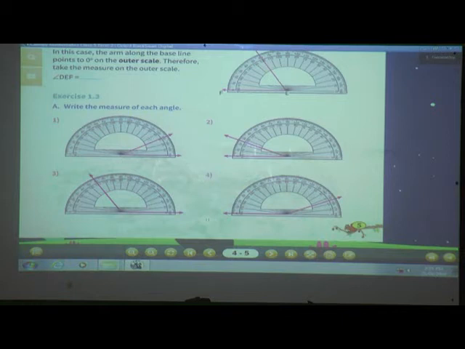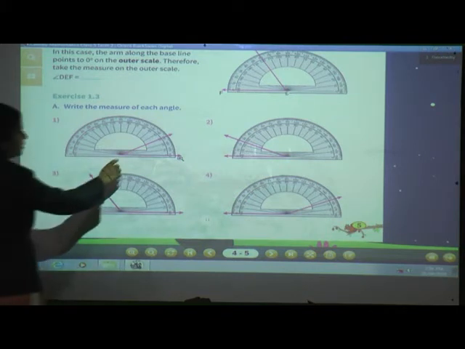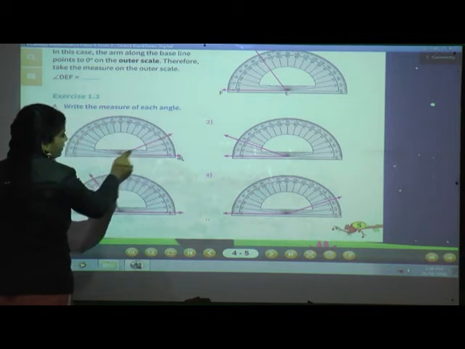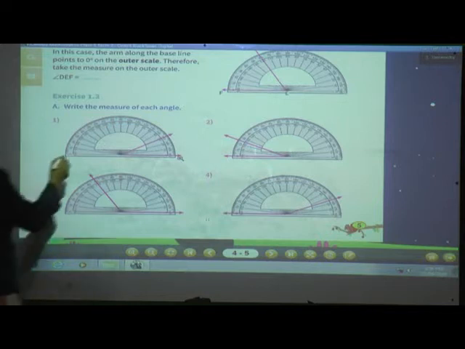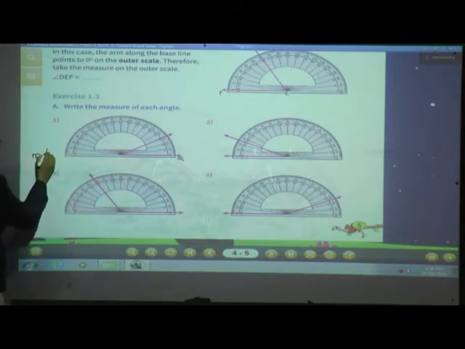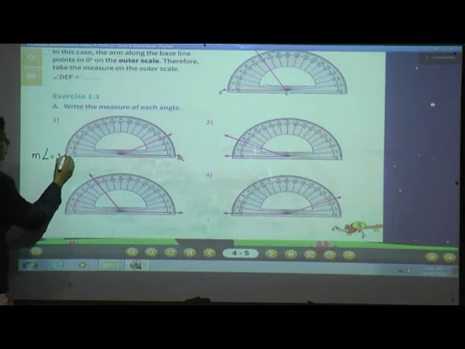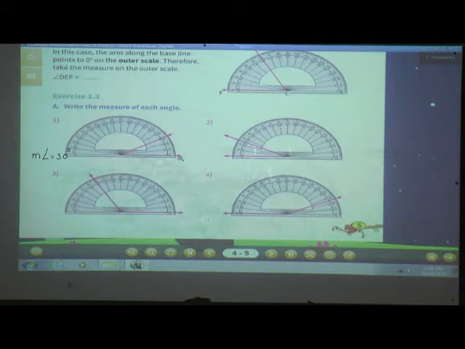Here the arrow is on the right side. Here are two rays, and the two rays are making an angle. So the arrow is on the right side, so we should measure it by the inner scale. Where is the second arrow? See here, here is a measurement of 30 degree. So measure of the angle is equal to 30 degree. Measurement of the angle is 30 degree.